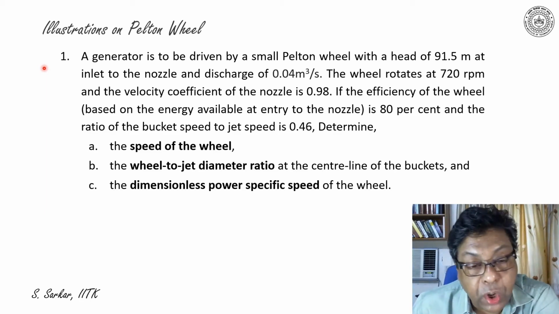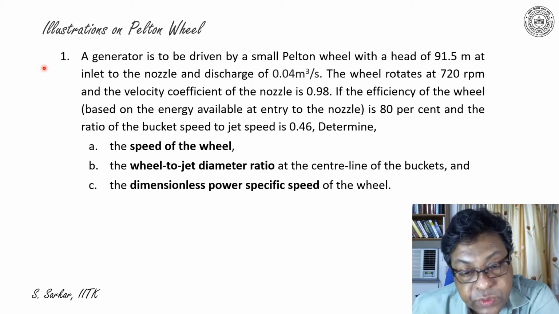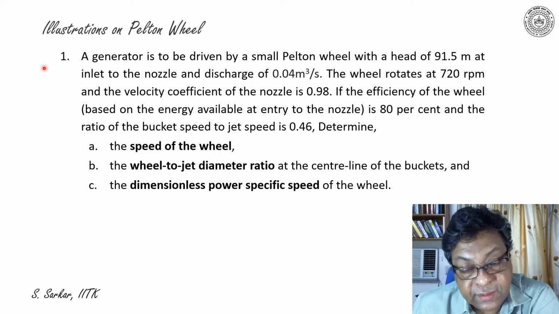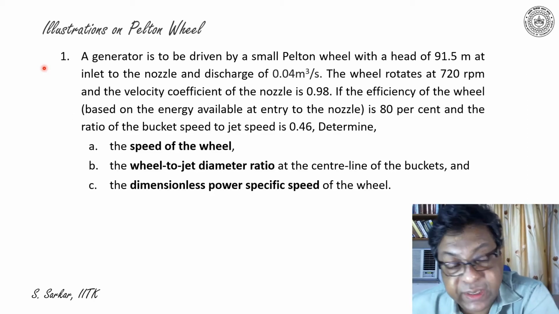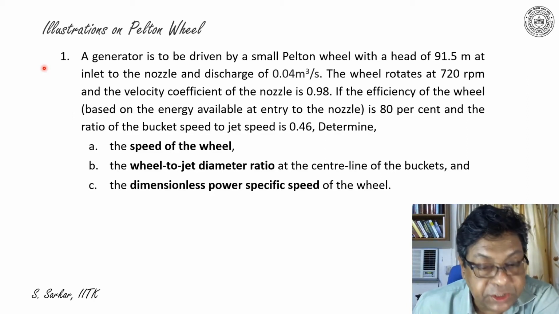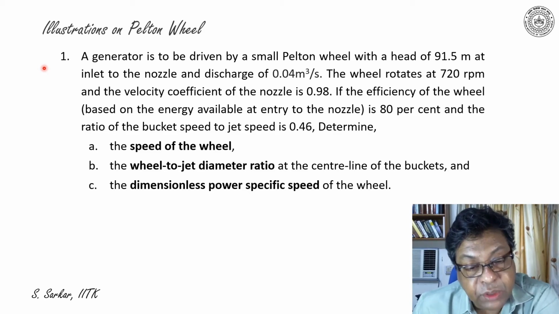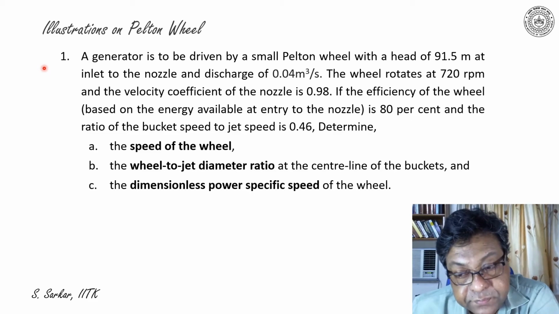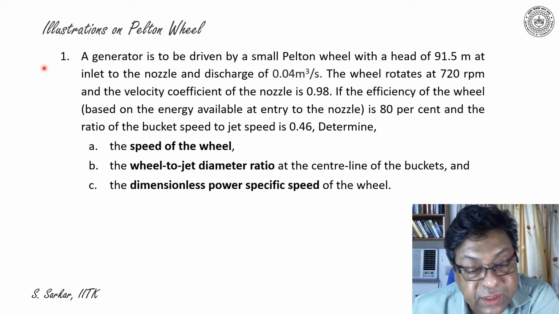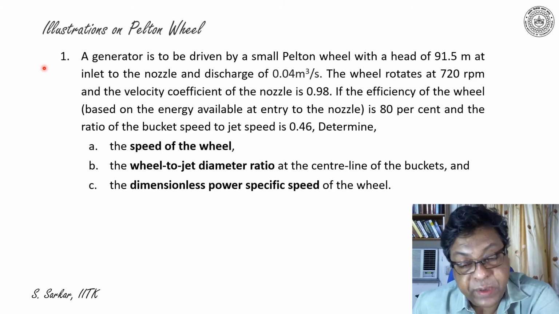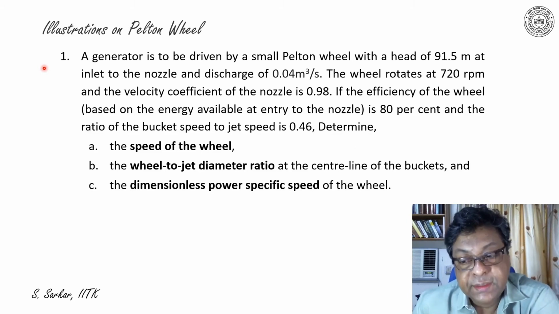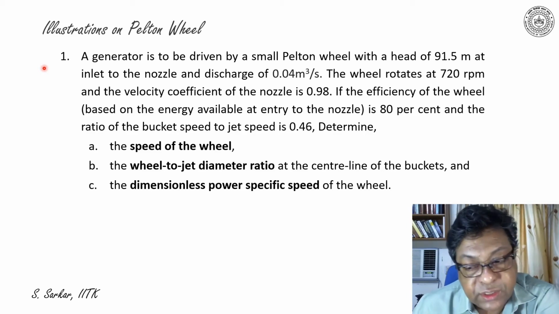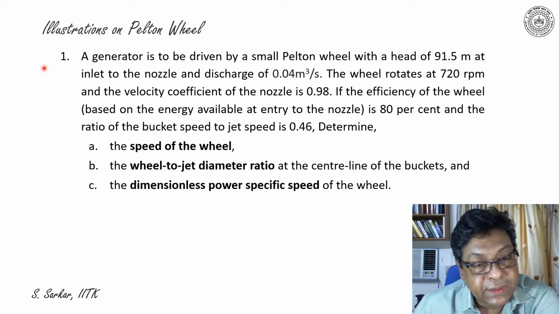and the ratio of the bucket speed to the jet speed is 0.46, determine the speed of the wheel to jet diameter ratio, and the dimensionless power specific speed of the wheel. So now I'll solve the problem in the next slides. I'll solve the problem now.